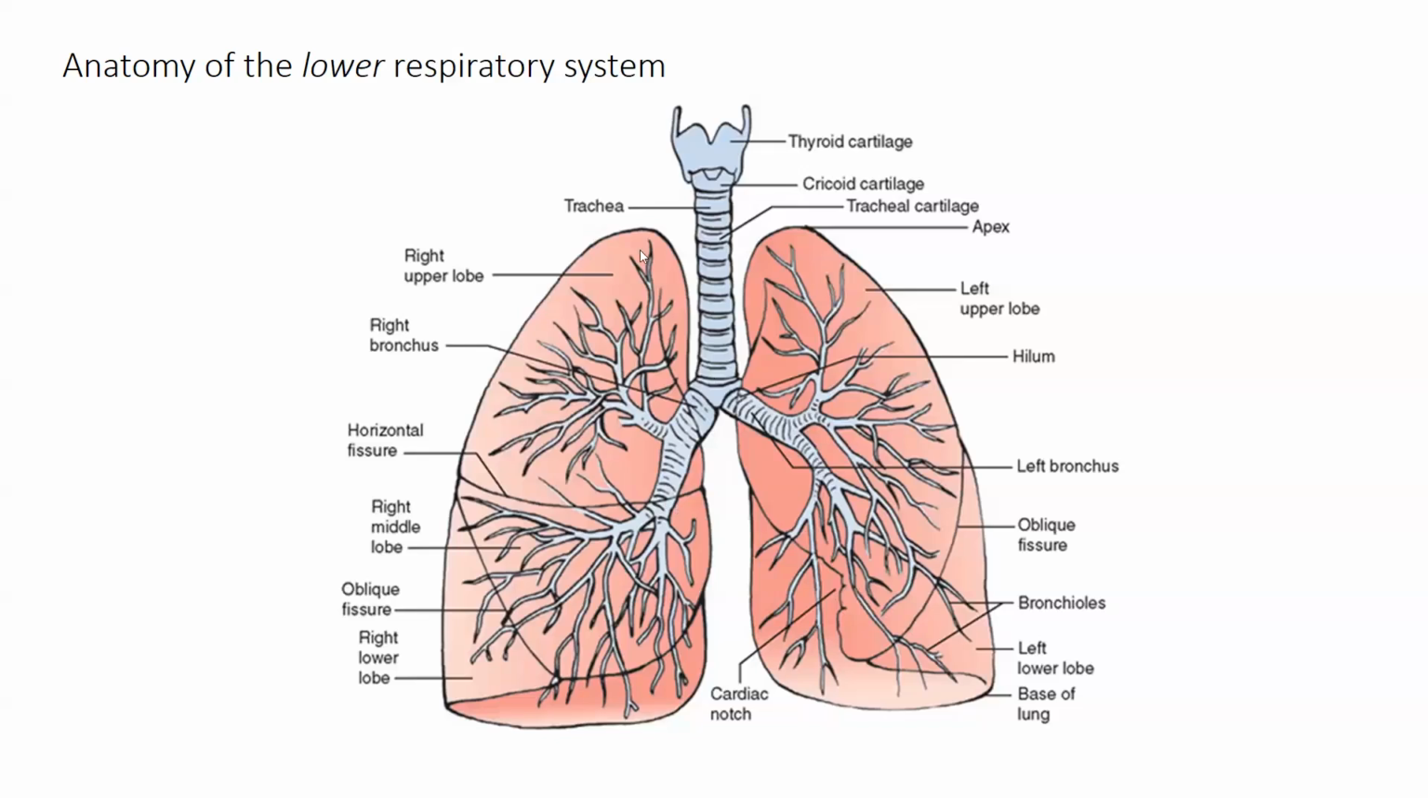You'll also notice that the right lung has three lobes. It has an upper lobe, a middle lobe, and a lower lobe, whereas the left lung has two, an upper lobe and a lower lobe. And it has this little notch in it called the cardiac notch because the heart sits nestled between the two lungs and points off down into the left. So the left lung has a little less capacity than the right lung.